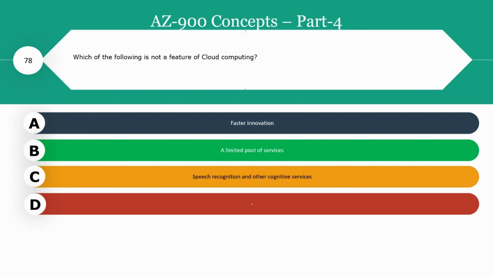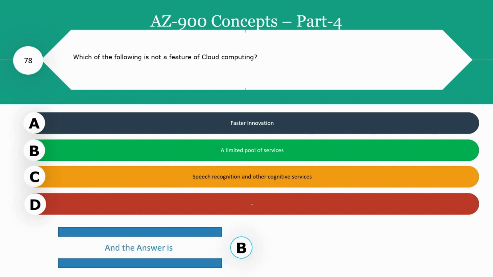Next is which of the following is not a feature of cloud computing? Faster innovation, a limited pool of services, speech recognition, and other cognitive services. The right answer for this question is option B, that is a limited pool of services. The question asks what is not a feature of cloud computing. Option B is the correct answer because cloud has an unlimited number of resources or services for a user to work with.